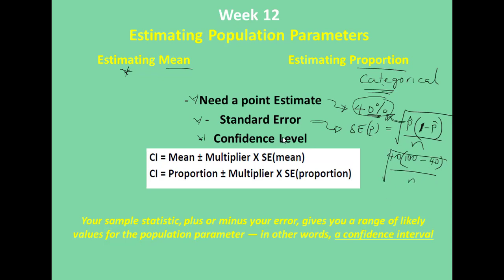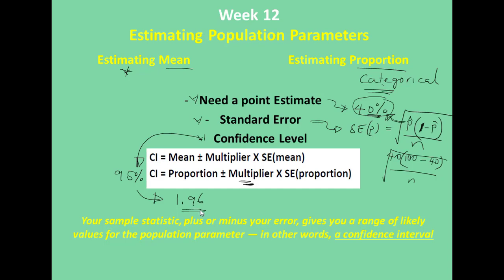The confidence level gives us what we call the multiplier. Most of the time we'll use the 95% level of confidence, and the multiplier that we use for this level of confidence is 1.96. But of course, the multiplier will also change depending on whether you are using a t-distribution or a standard normal distribution.